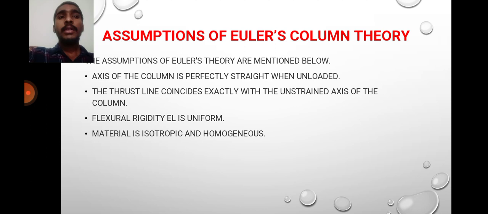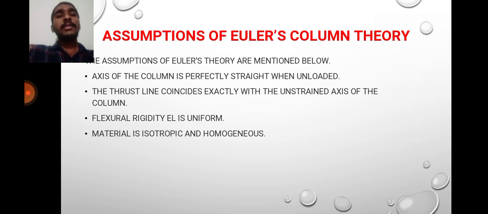Assumptions of Euler's column theory. The assumptions of Euler's column theory are mentioned below. The axis of the column is perfectly straight when unloaded. The thrust line coincides exactly with the unstrained axis of the column. Flexural rigidity is uniform. The material is isotropic and homogeneous.